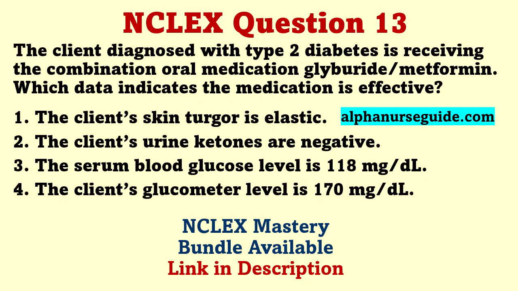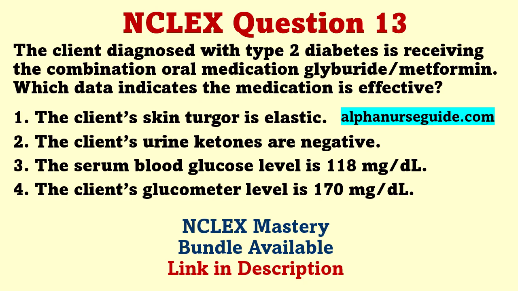The serum blood glucose level is 118 milligrams per deciliter. Glyburide metformin contains both a sulfonylurea and a biguanide. The serum blood glucose level should be within normal limits, which is 70 to 110 milligrams per deciliter. A level of 118 milligrams per deciliter is close to normal. Therefore, the medication can be considered effective.